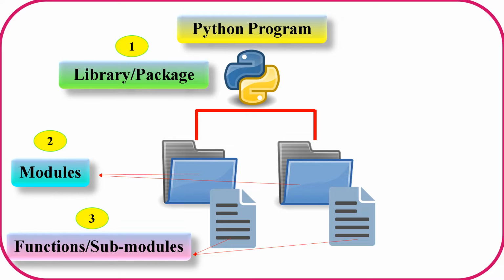Therefore, when we speak about working with libraries in Python, we are in fact working with modules that are created inside the packages, or we can say library. Thus, a Python program comprises three main components: library or package, module, functions, or submodules.